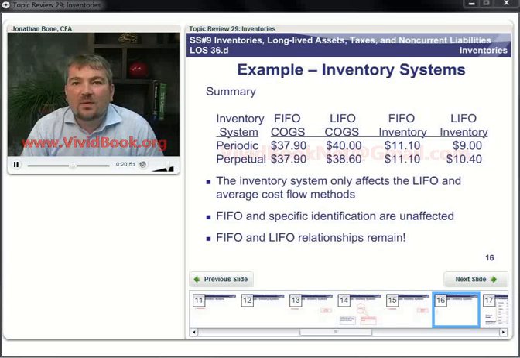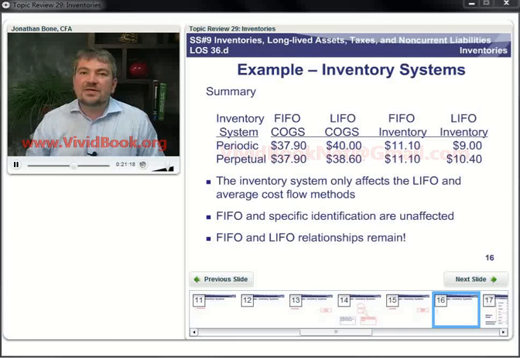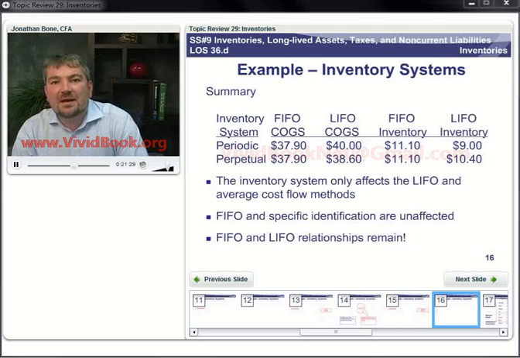Okay, so again, all we've got here is the three bits together, so we can just compare them. FIFO, LIFO, and FIFO inventory and LIFO inventory. First things first to notice is FIFO cost of goods sold and FIFO ending inventory are the same under periodic and perpetual. However, under LIFO cost of goods sold and LIFO ending inventory, they are not the same between periodic and perpetual. Okay, so the inventory system that you use only affects LIFO and average cost methods. It does not affect FIFO. FIFO and specific identification would be unaffected. Okay, the FIFO and LIFO relationships remain.